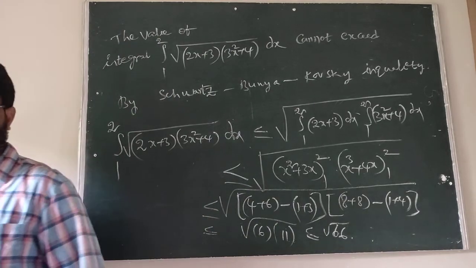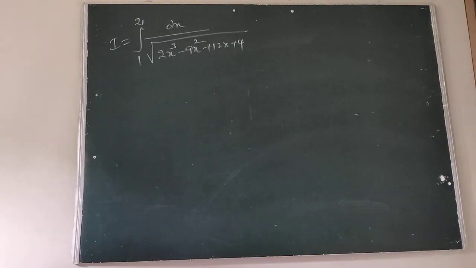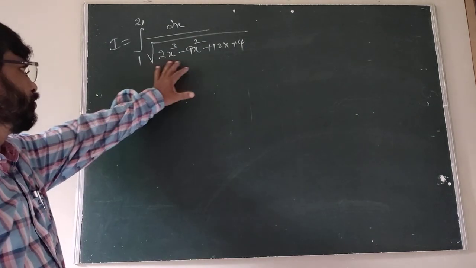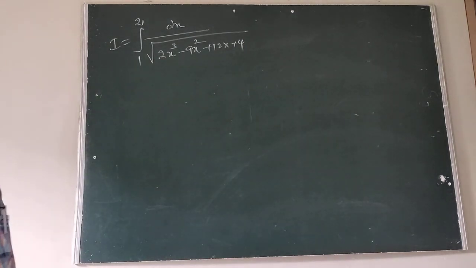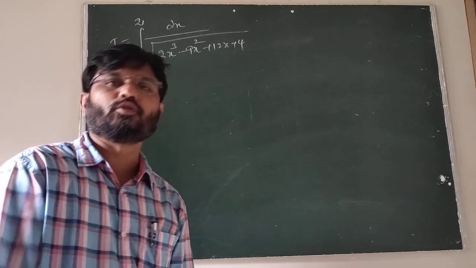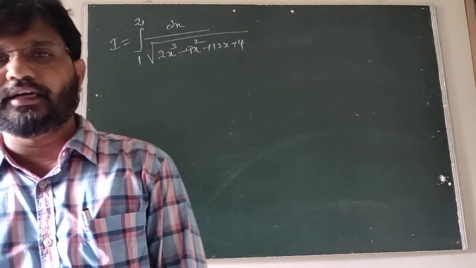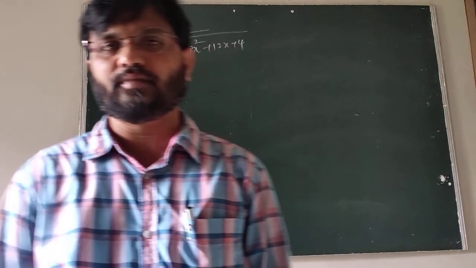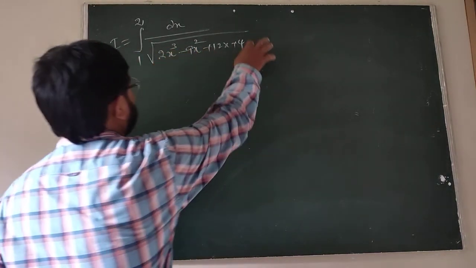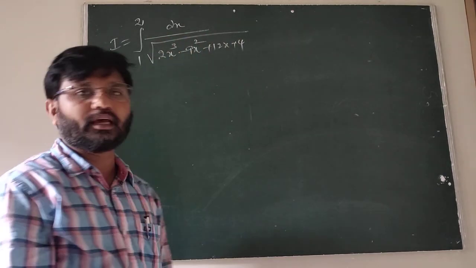Okay. Start. So here I is the integral from 1 to 2 of dx by under root of 2x cube minus 9x square plus 12x plus 4. Here you should not confuse the definite integral with the indefinite integral. We have already discussed how to find the indefinite integral. Is it clear or not?